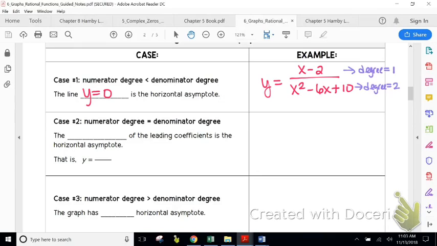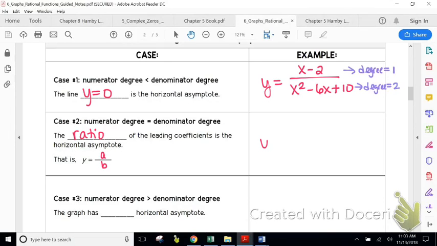The second case says, if the numerator's degree is equal to the denominator's degree, then the ratio of the leading coefficients is a horizontal asymptote. That means that y is going to be equal to a over b.